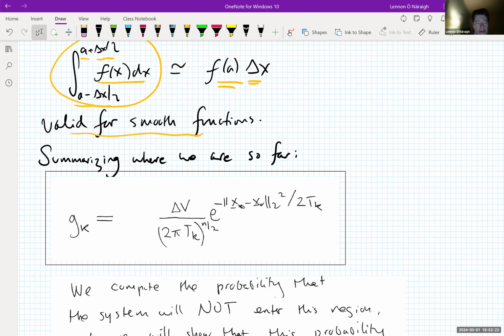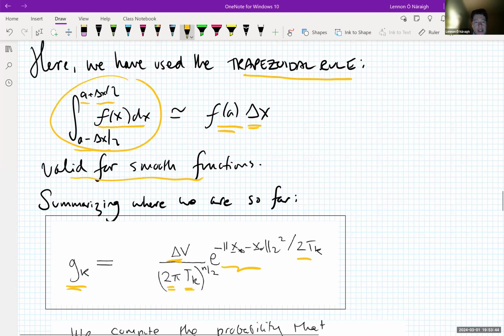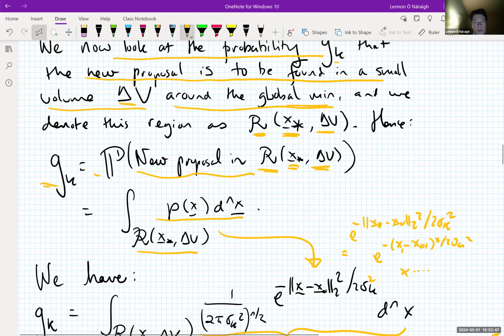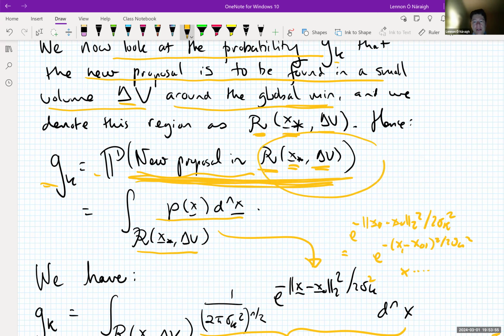So summarizing, this is what we have so far. Gk is delta V over 2 pi sigma k squared, which is just Tk, times e to the minus the L2 norm of x star minus x0 squared over 2 sigma k squared, and sigma k squared is Tk. So this is what we've done so far. And remember, this Gk, it's the probability that the new proposal, starting with x0 and making a proposal x1, is found in a region of space centered at the global minimum with a small volume delta V.